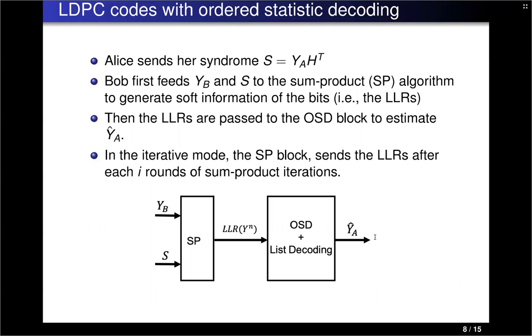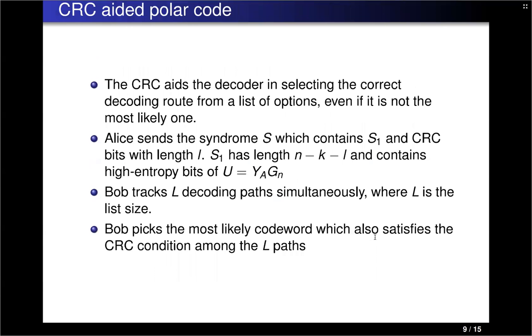This LLR transmission to OSD can occur once or can occur each time, after each iteration. So we call the second mode, where the sum product block sends the LLR after each iteration, the iterative mode. And we present the performance of both schemes in the simulation results.